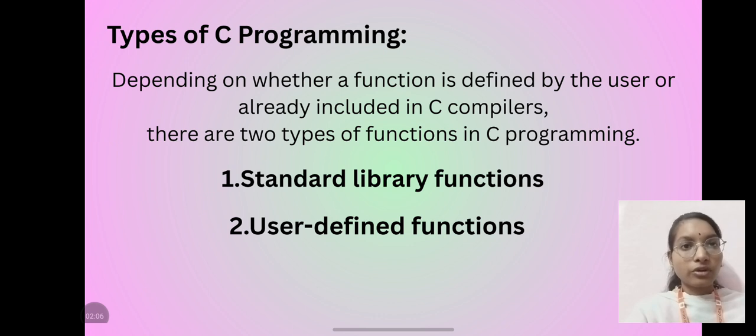Types of functions in C programming. Depending on whether a function is defined by a user or already included in the C compiler, there are two types of functions in C programming. First, standard library functions. Second, user defined functions.